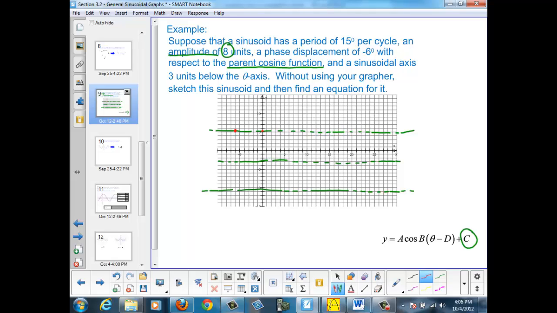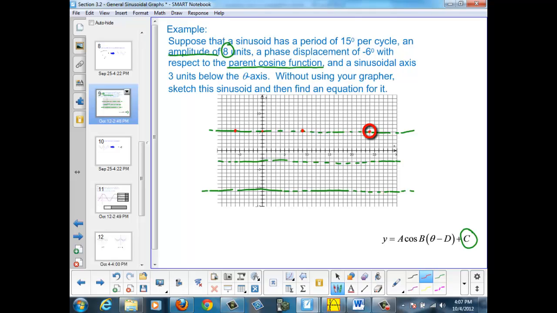The next effect we deal with is the horizontal dilation, or the change to a new period. Our new period is 15 degrees per cycle. So that means that from this first high point at -6, 15 degrees later we'll be at another high point. So -6 plus 15 gives me 9. This pattern is going to repeat. So starting at 9, if I add another 15 degrees, that will take me to 24, and I'll have another high point.